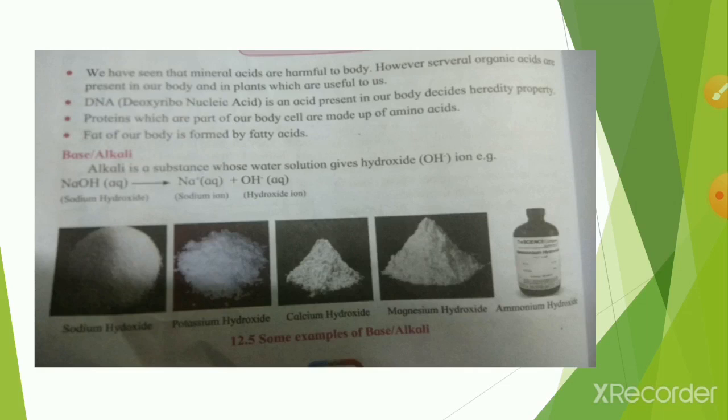Base and alkali. Alkali is a substance whose water solution gives hydroxide, OH-, ions. Example, NaOH aqueous gives Na+ aqueous plus OH- aqueous ions. Below you can see the pictures of sodium hydroxide, potassium hydroxide, calcium hydroxide, magnesium hydroxide and ammonium hydroxide.